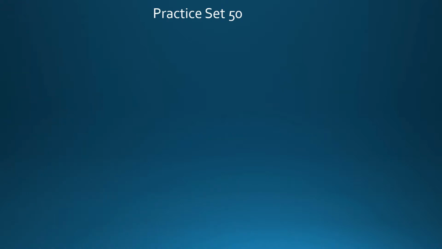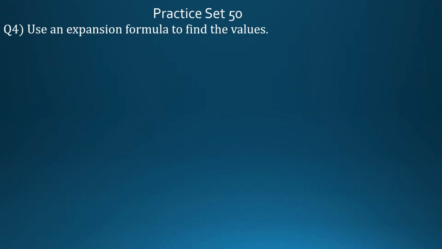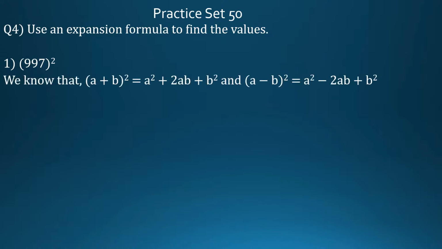Practice set 50. Question number 4. Use an expansion formula to find the values. First question, 997 square. So in order to find out the square of 997, we are going to use the expansion formula. So let us see how it is done. It is known that a plus b the whole square is equal to a square plus 2ab plus b square, and a minus b the whole square is equal to a square minus 2ab plus b square.